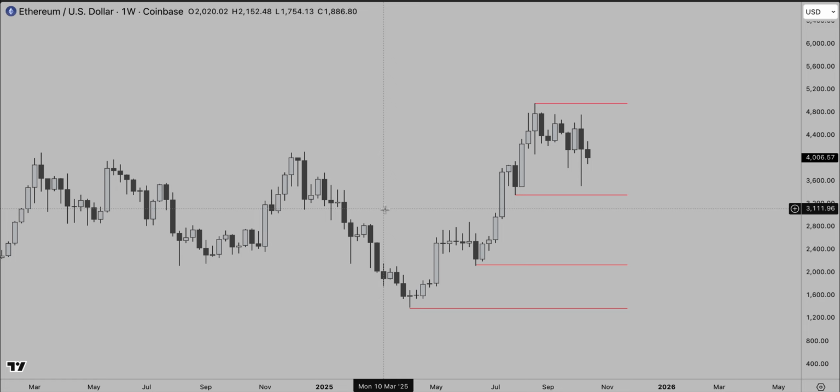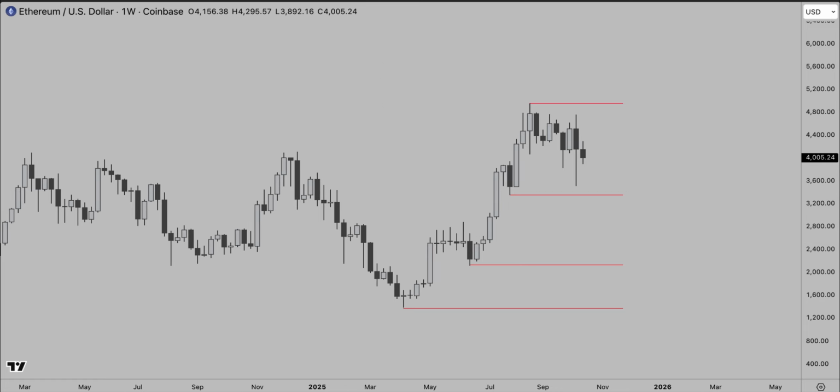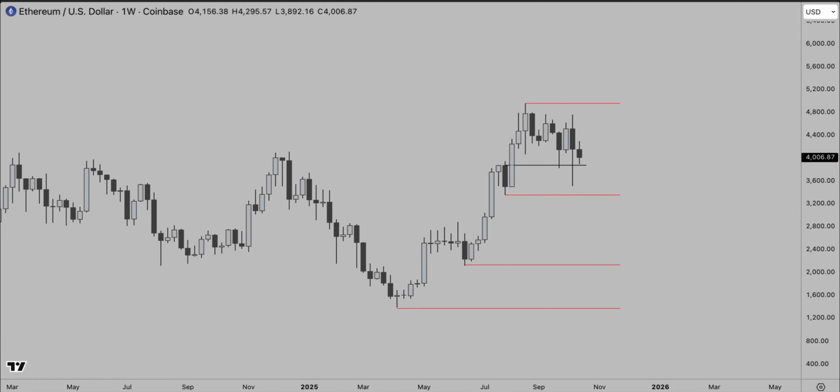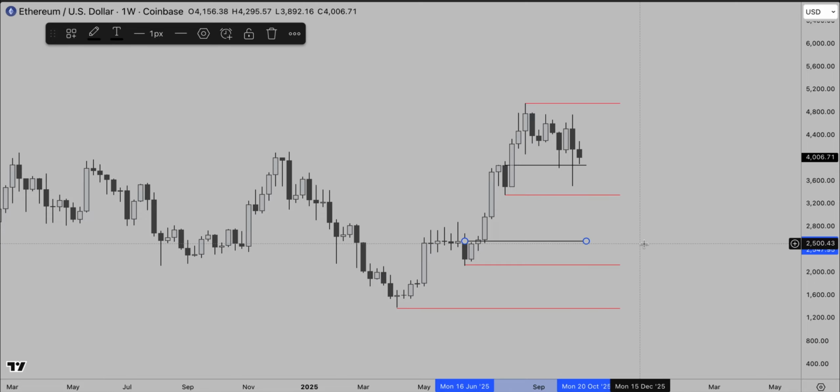So those are your order blocks and your fair value gaps, inverse fair value gaps, or anything else you can add on as well. So you can see there's an order block down here, so we can mark that on. We have an order block down here as well, so I'll mark that on as well.